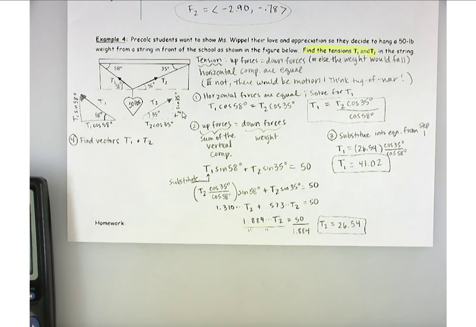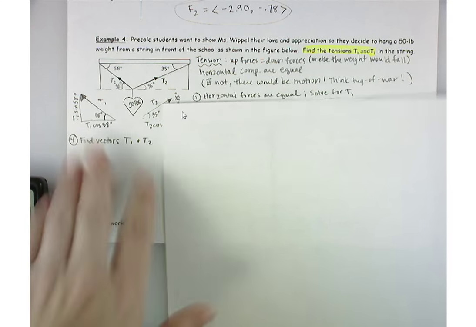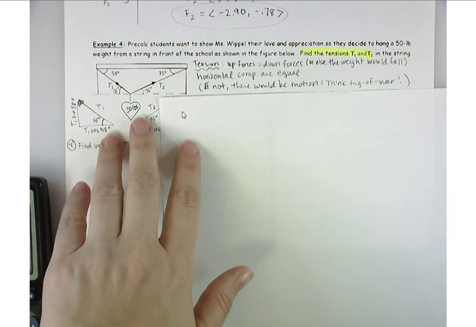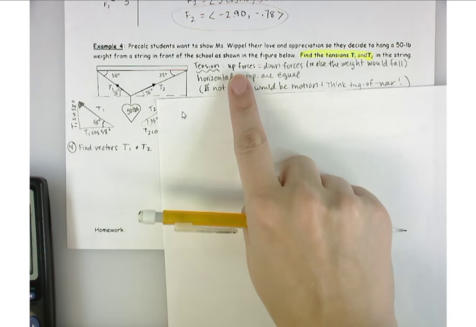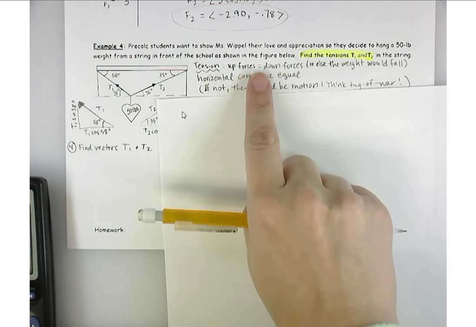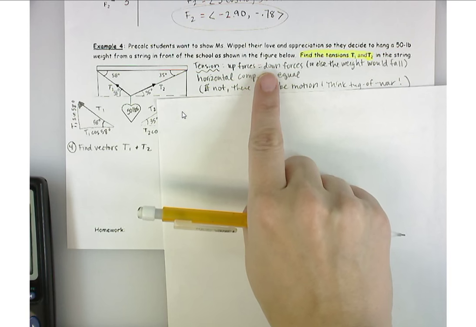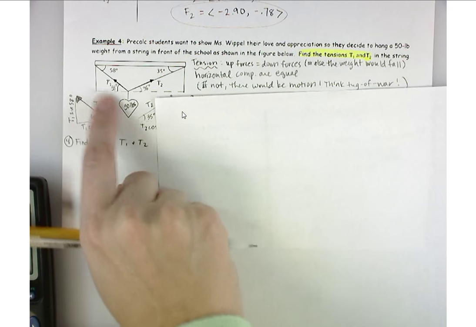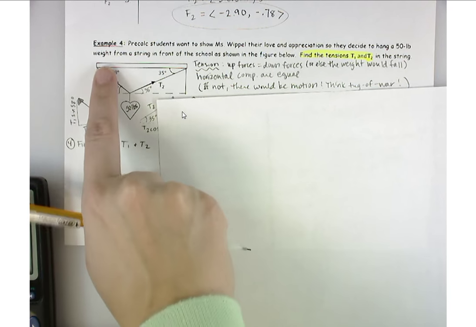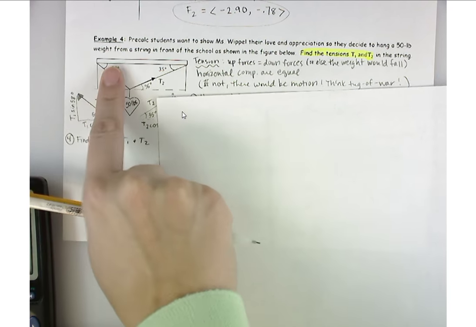Let's go over just what we started on Friday. So when we were talking about tension, we were talking about the up forces equal the down forces. And if they didn't, then the weight would fall. Okay? If the down force was heavier. If the up force was heavier, the weight would move up.